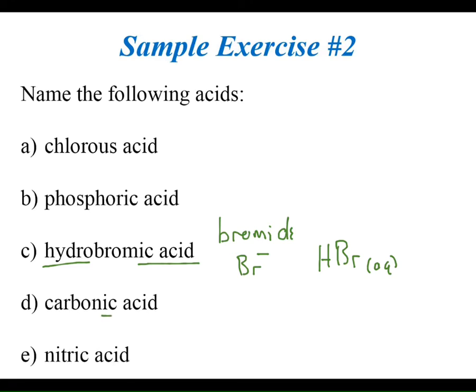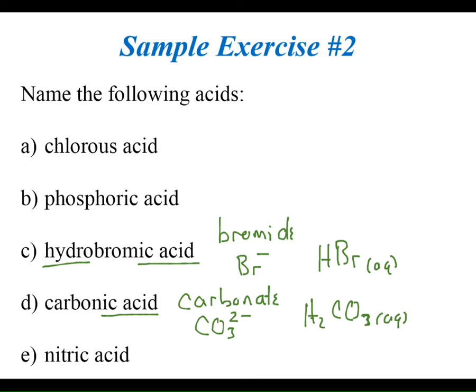What does ic acid tell me? Carbonic acid must have come from carbonate. What's carbonate's formula and charge? CO3, 2 minus. So what would the acid formula be? H2CO3 aqueous. Awesome.